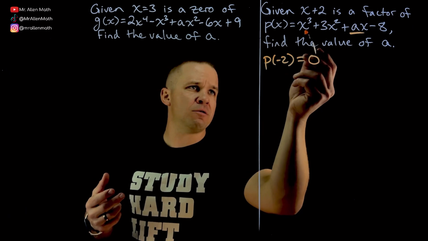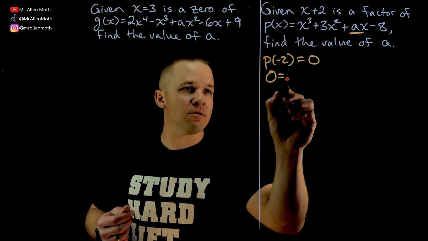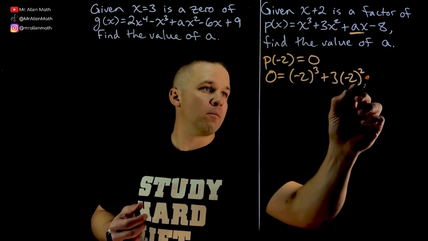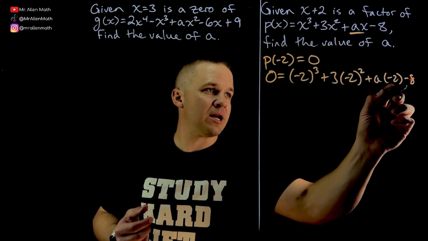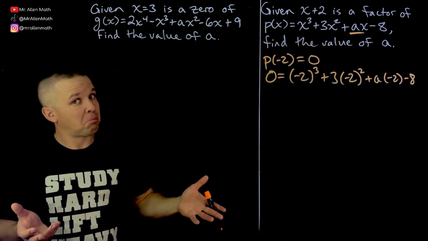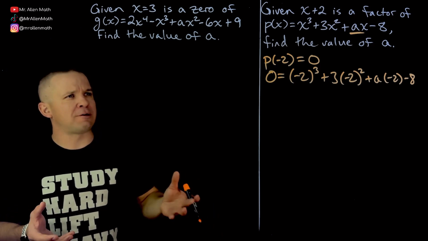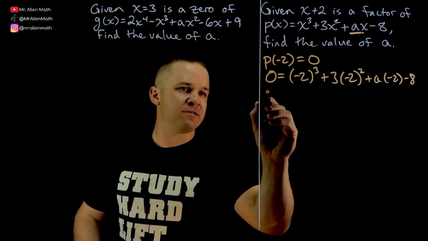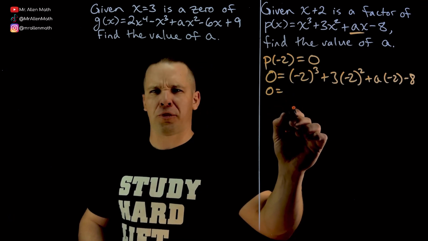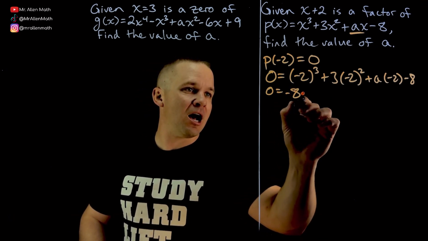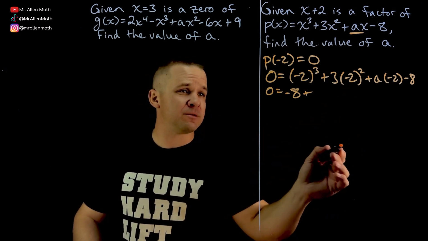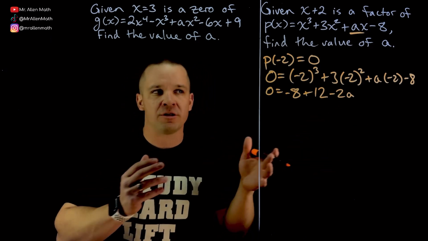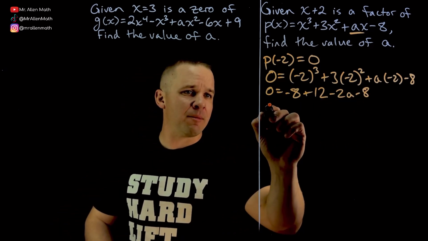Well, if I plugged negative 2 in for all my x's and set it equal to 0, so negative 2 cubed plus 3 times negative 2 squared plus a times negative 2 minus 8, all of that equals 0. Cool. So now I've transformed this rather scary looking problem into honestly just some simple algebra. Yes, there's a bit going on here, but I have 0 equals negative 2 cubed, cubed is negative 8, plus, let's see here, negative 2 squared is 4 times 3 is 12. Then we have minus 2a. I'm going to write that like normally now with a coefficient in front of the variable. Minus 8.